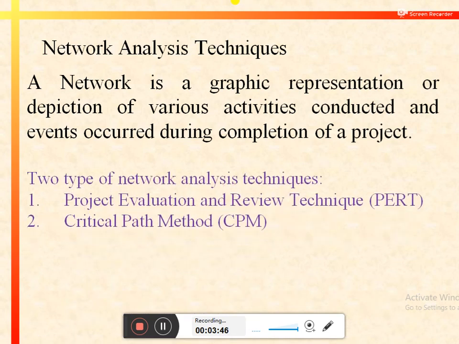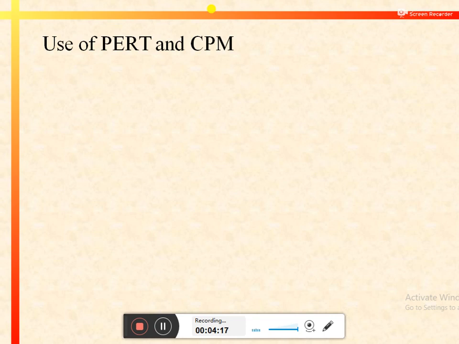Generally, there are two types of network analysis techniques that are very well known and are used for the purpose of project management. The first one is the project evaluation and review technique, that is known as PERT, and the second one is the critical path method, that is the CPM technique. So these are two very popular techniques that are used for the management of a project. What is the use of PERT and CPM in project management?